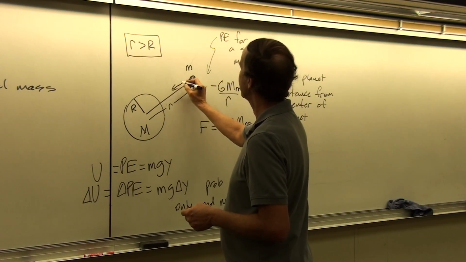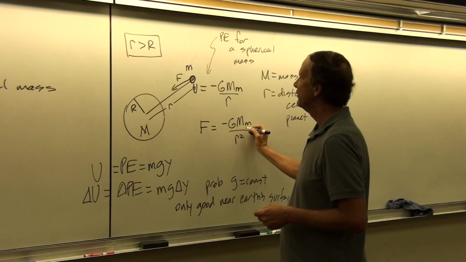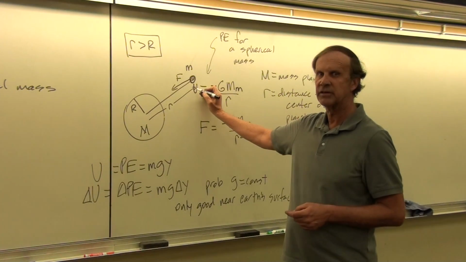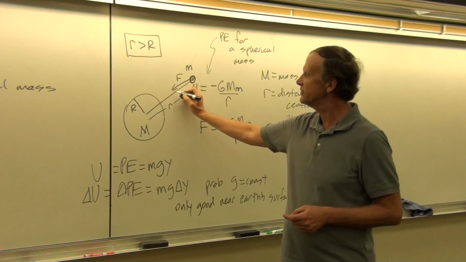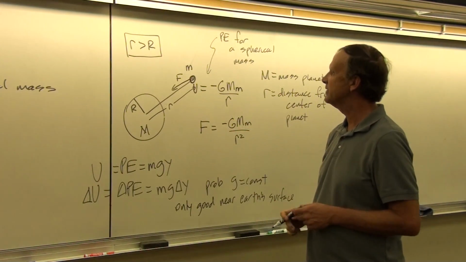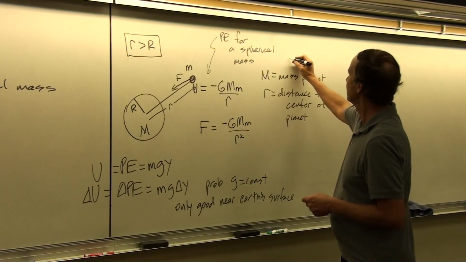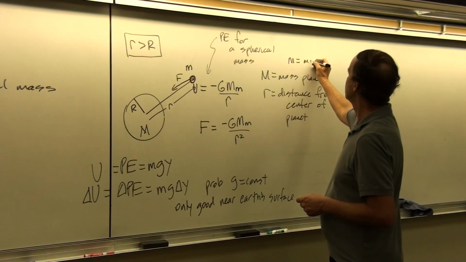Now, how do I know that's negative? Well, because the force is in the opposite direction from the direction of increasing radius. So the force then is a restoring force that tends to bring little m closer to big M. So little m is the mass of the object.